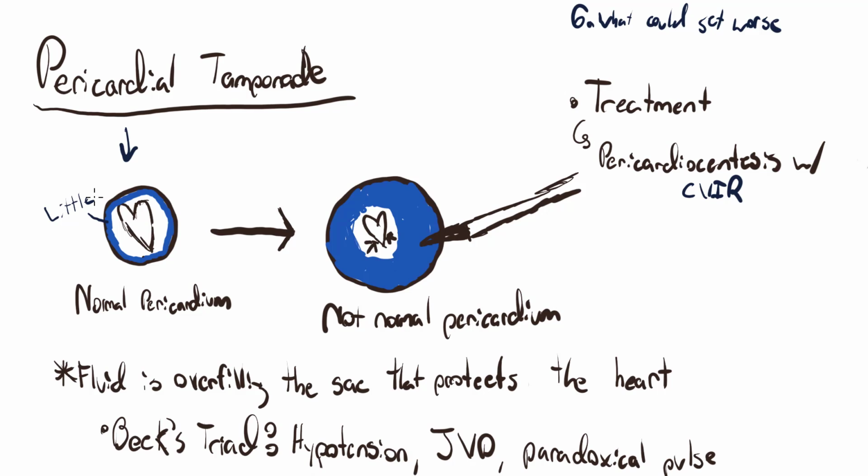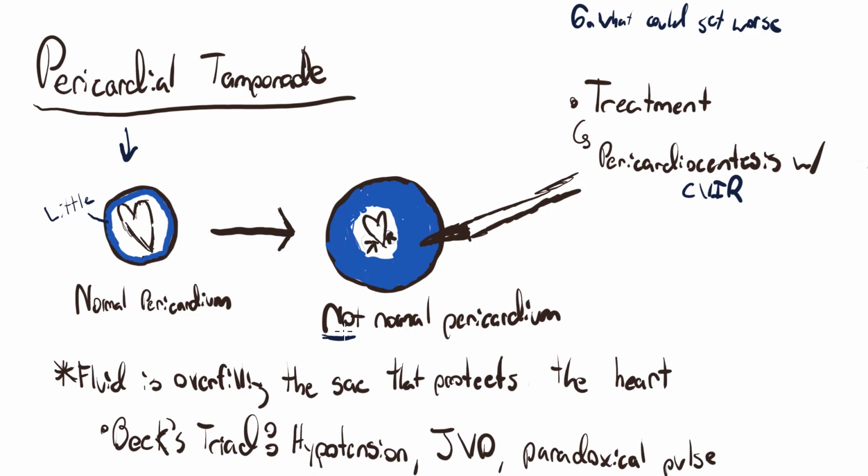But in the case of heart failure, it can easily be overwhelmed and fluid can begin going into the sac, causing pressure on the heart and impeding its ability to pump because of all this fluid. You can see that pressure here and here. Not a normal pericardium, right? Fluid is overfilling the sac that protects the heart. So it's an emergency because this is affecting circulation. This is affecting the heart's cardiac output, right?